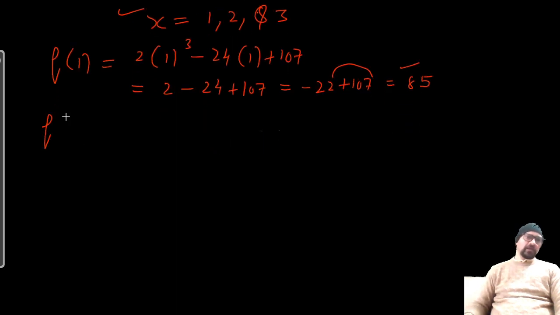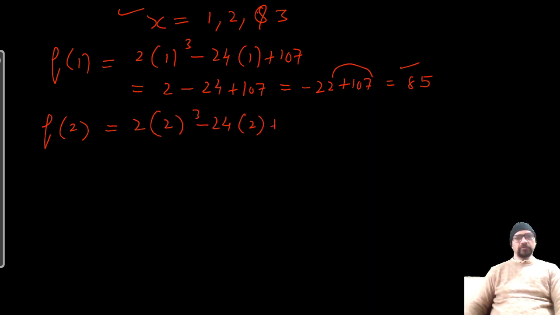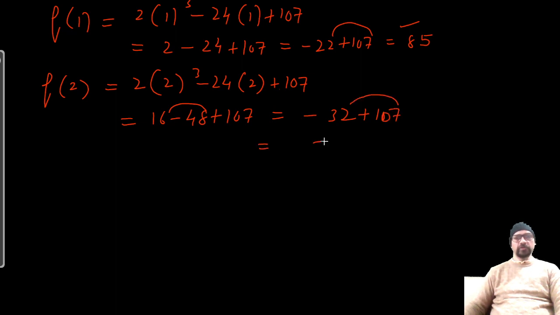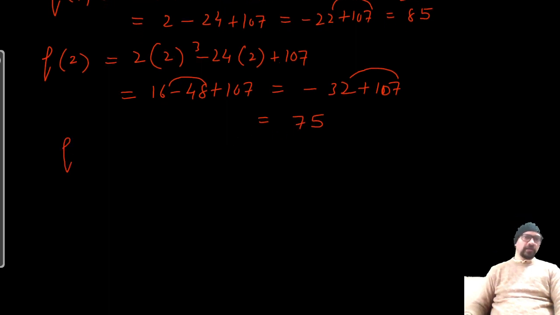And let's find out the value of the function at 2, which is 2 into 2 cubed minus 24 into 2 plus 107. So 2 cubed is 8, 8 times 2 is 16, minus 48 plus 107. This is negative 32 plus 107, which gives me 75.